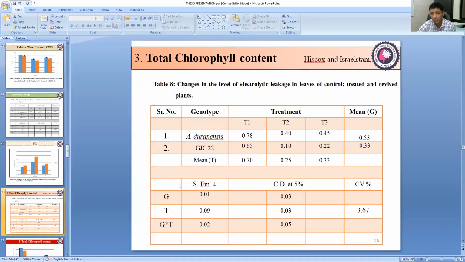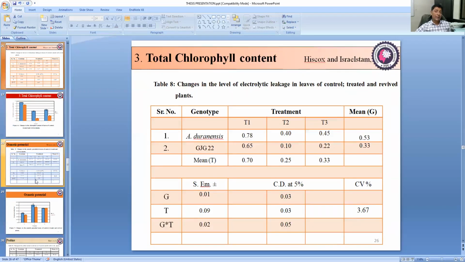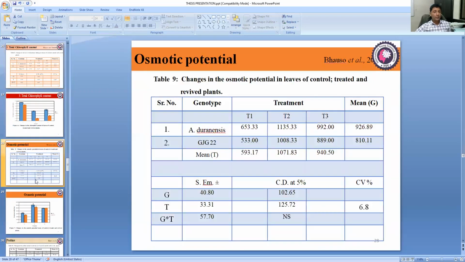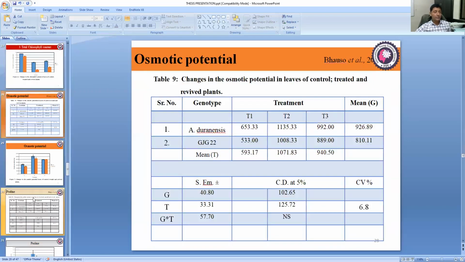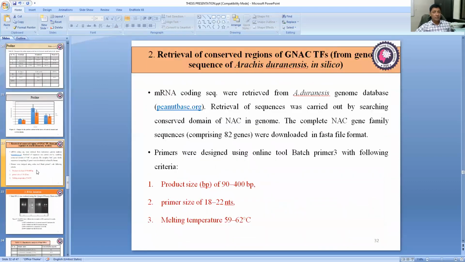Moving ahead, another key feature is the chlorophyll content. With the wild cultivars, you don't need to give 3 to 4 irrigations. Even with fewer irrigations, the percentage of chlorophyll is stable in the wild cultivars during the summer season. Similarly, there are osmotic potentials, proline accumulation, and another thing, the transcription factors.